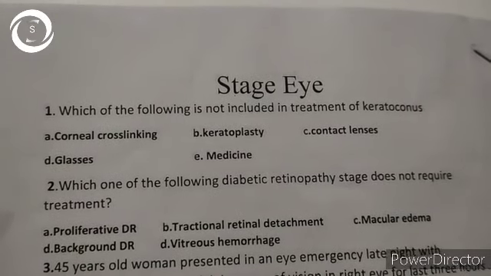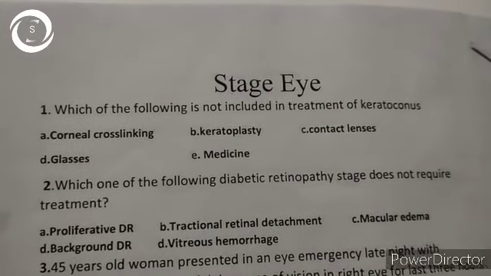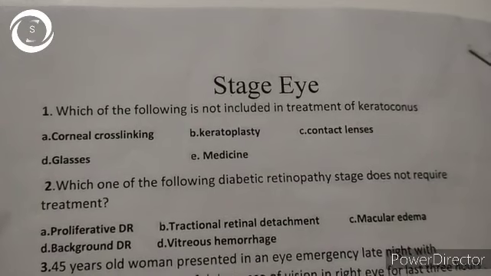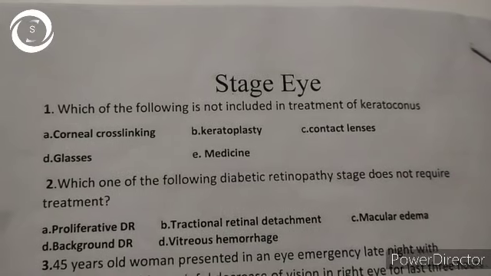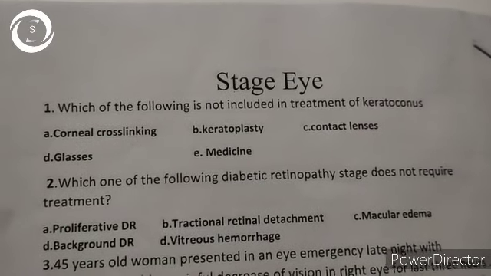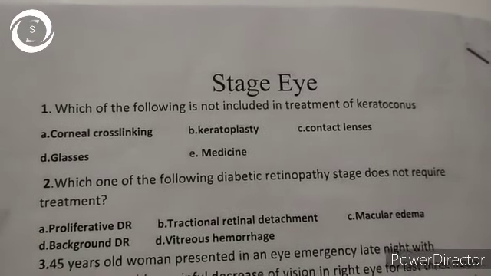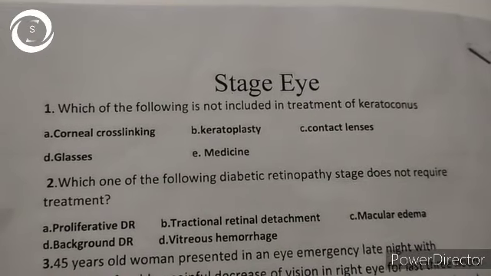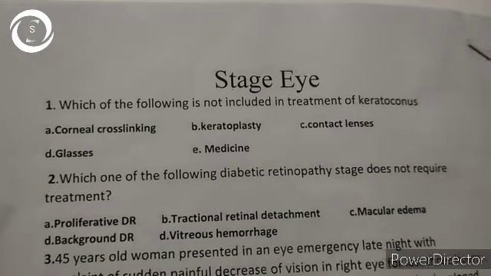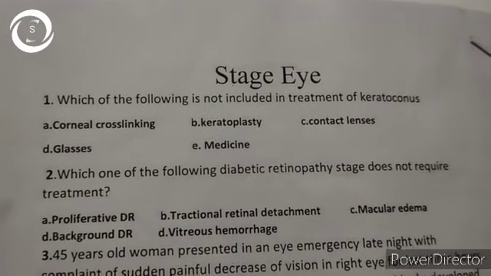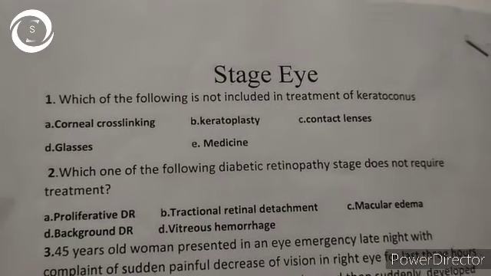For progressive keratoconus, we perform corneal cross-linking. So that's a treatment option for keratoconus. Then keratoplasty, when there is a corneal opacity after acute hydrops, keratoplasty is also performed. For early keratoconus, we have options of glasses and then contact lenses, rigid gas permeable lenses. But there is no medical treatment of keratoconus. So that's the answer, E.